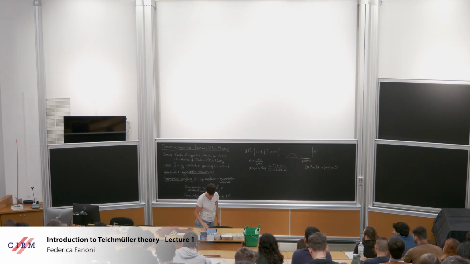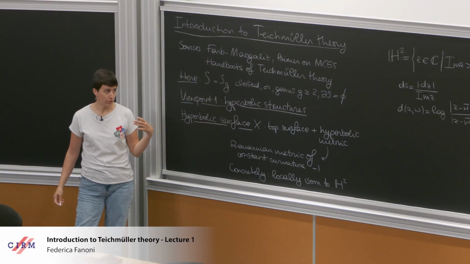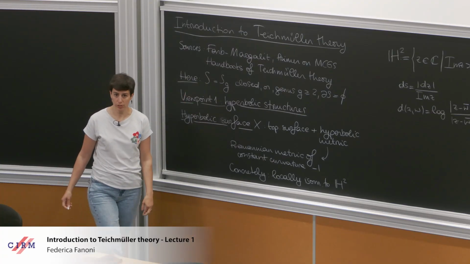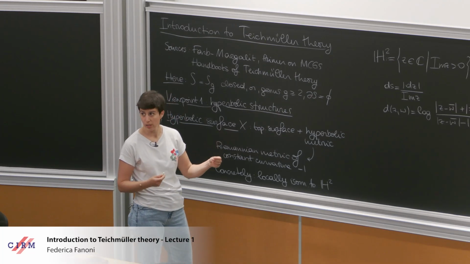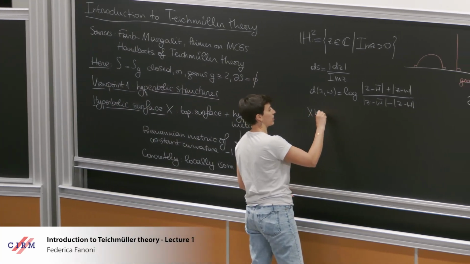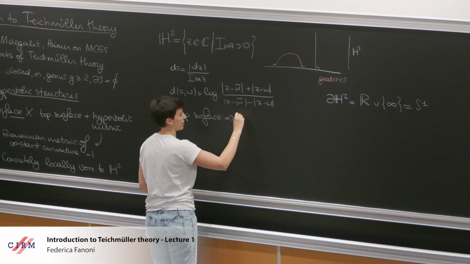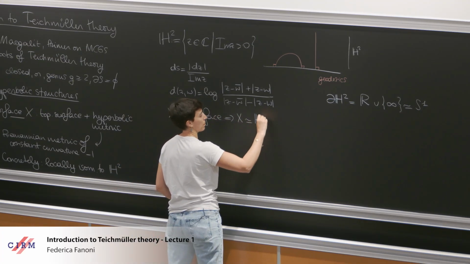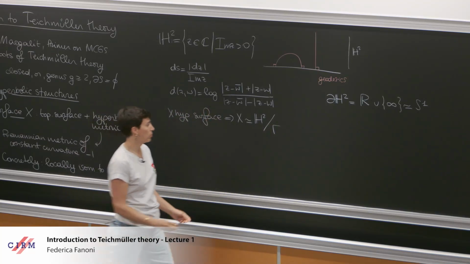The last thing I wanted to say is that a hyperbolic surface is something with a metric so that you're locally isometric to H2. Anytime you take a neighborhood, you can find an isometry with an open set of H2. Another way of looking at those is as quotients of the hyperbolic plane. So if X is a hyperbolic surface, and this is something we will use, then I can see this as the quotient of the hyperbolic plane via the action of some subgroup of isometries.